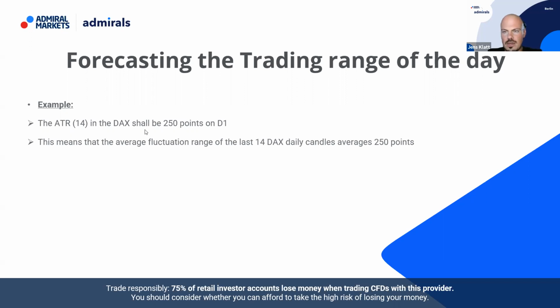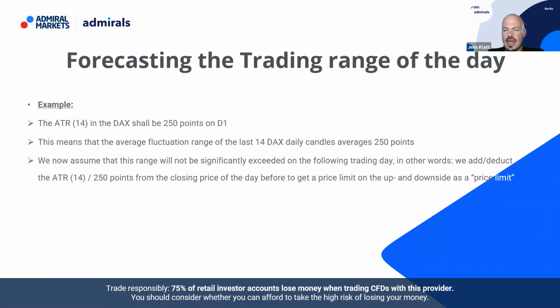So this means nothing more than the average fluctuation of the market. The fluctuation range of the last 14 DAX daily candles averages 250 points. That means you might have one with 350, then one with 100, and so forth. And in fact, you get an average true range for the last 14 candles of 250 points. And what we now do is assume that this range will not be significantly exceeded on the following trading day.